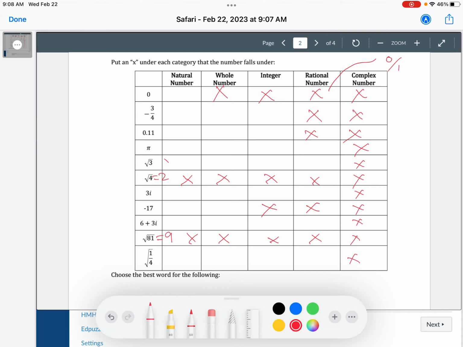The square root of 1/4, this is a tricky question. I'm asking here, what times what is equal to 1/4? Well, to get the numerator, I can do that pretty easily. 1 times 1 is 1, giving us the 1 on the top. On the bottom, 2 times 2 is 4, giving us the 4 on the bottom. So square root of 1/4 is 1/2. It's not natural, it's not whole, but it is a rational number.